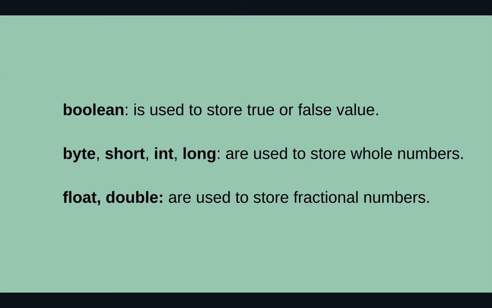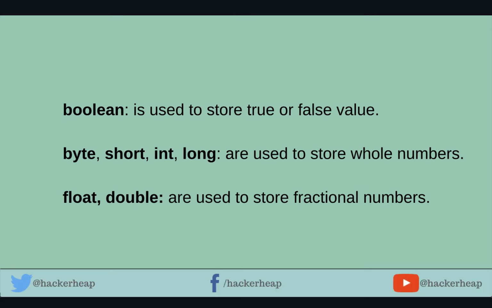So Boolean is used to store true or false values, whereas byte, short, int, and long are used to store whole numbers like 1, 2, 3 or -1, -2, -3. And float and double are used to store fractional numbers. Like if you want to store a value like 3.413, you need to use either float or double to store that value. So we will see the size of these data types and how they differ from each other.